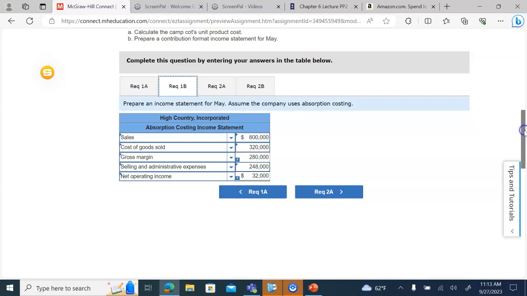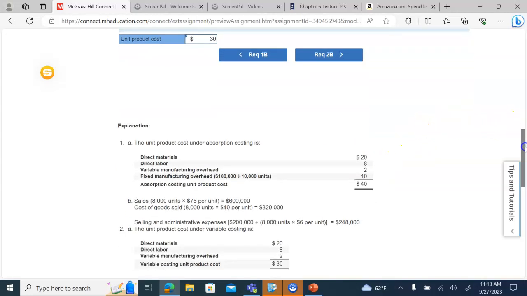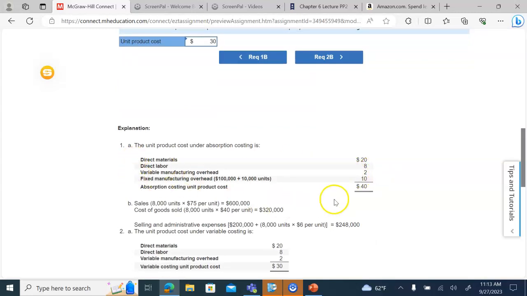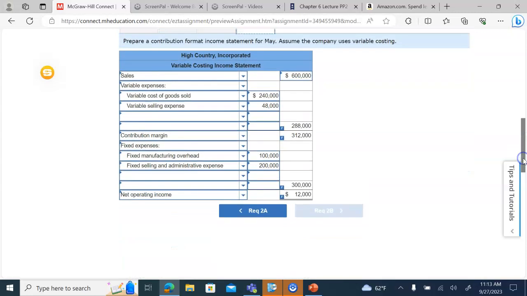Now, if we use variable costing, our unit costs don't include that extra $10. Remember, the fixed manufacturing overhead is a period cost. So basically, it's just going to be the $30. So when we do our variable contribution margin, it's only going to show the variable cost of goods sold, the 8,000 units times the $30. We've got our variable expenses up here, and then the entire 100,000 is a period cost down below. Okay?